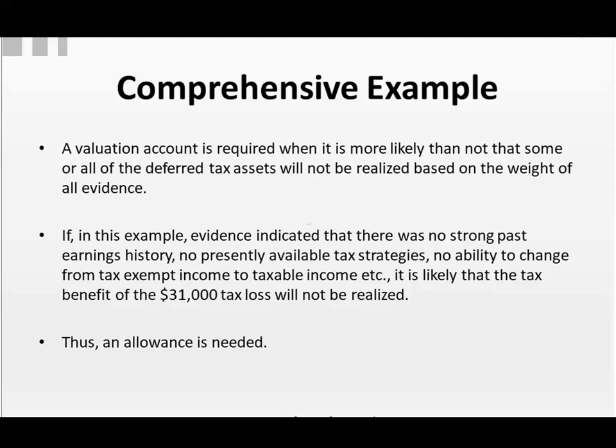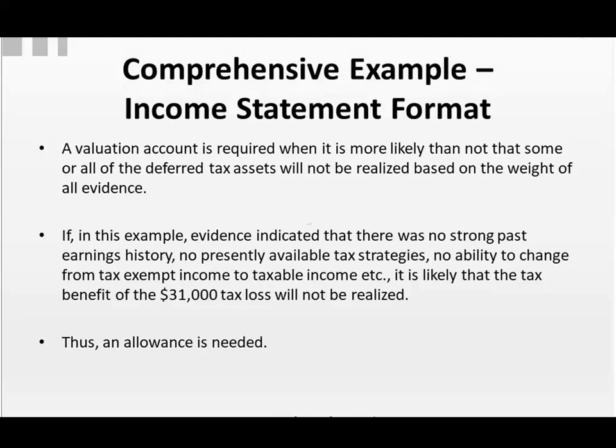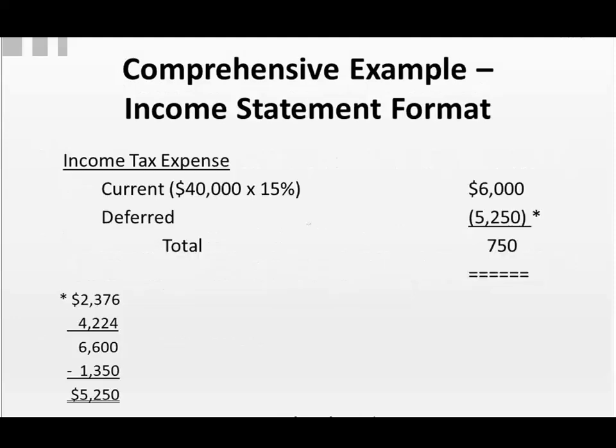Okay. All right, so let's take this further. If you had a classified balance sheet, you'd say, well, my income tax expense current is easy. That's 15% times the $40,000, or $6,000. The deferred tax is $52.50, and I'm going to show you where that comes from. Look at the next slide, 75.